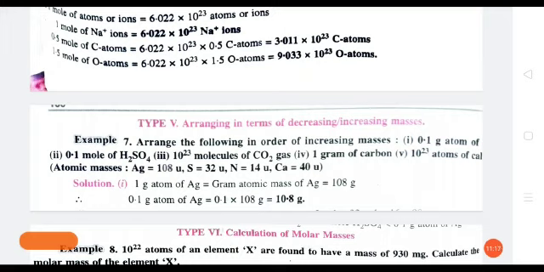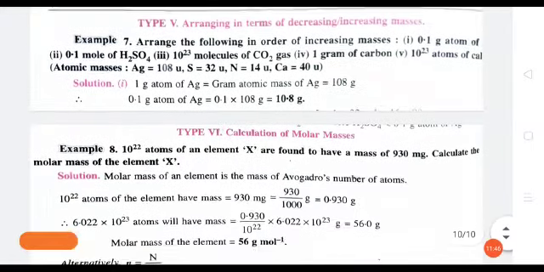1 gram atom of Ag is equal to 108 gram. 108 value is given in the question itself. So 0.1 gram atom of Ag, simply 0.1 multiplied by 108 gram and you'll get the answer 10.8 gram. All the 4 you will do it by your own.